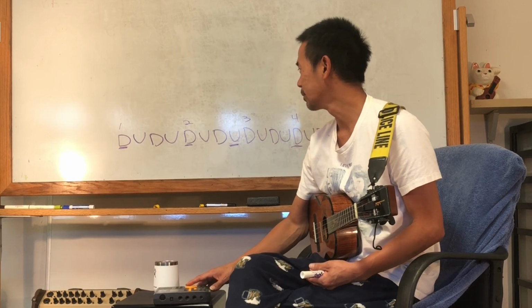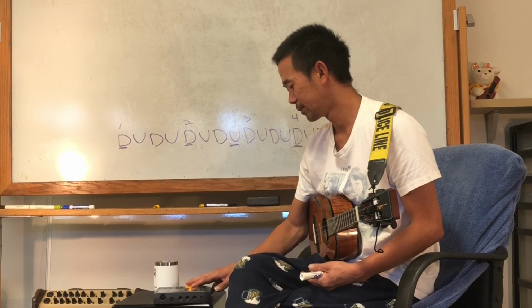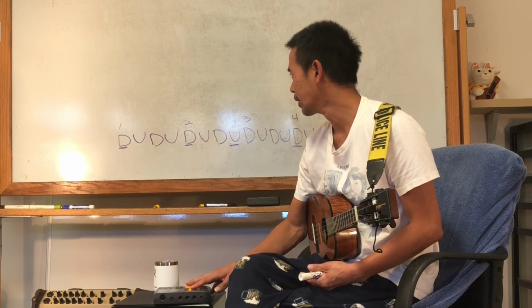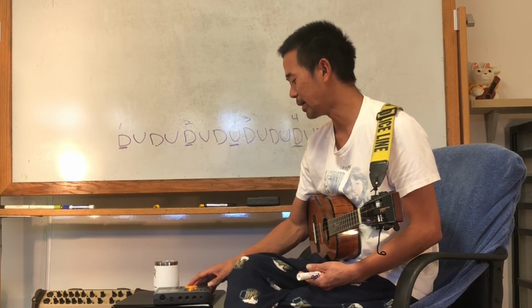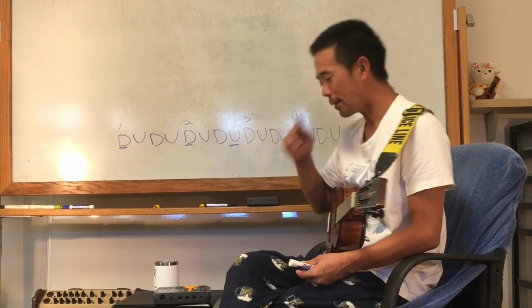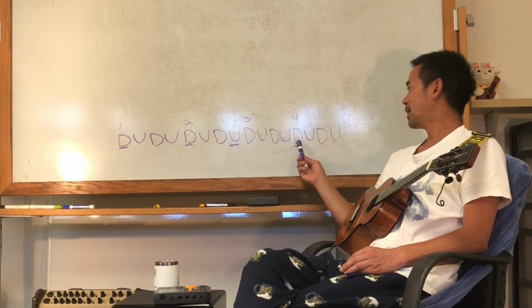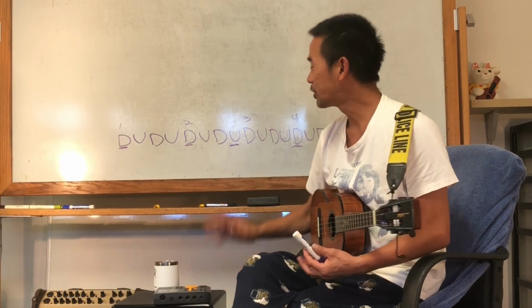1 and 2 and 3 and 4 and 1 and 2 and 3 and 4 and. Down, up, down, up, down, up, down, up. A little slower. 2 and 3 and 4 and. Down, up, down, up, down, up, down, up. Okay? So just try this.